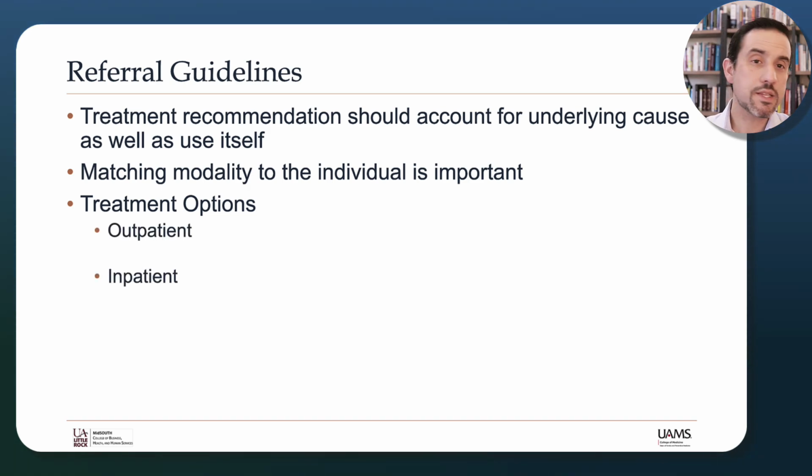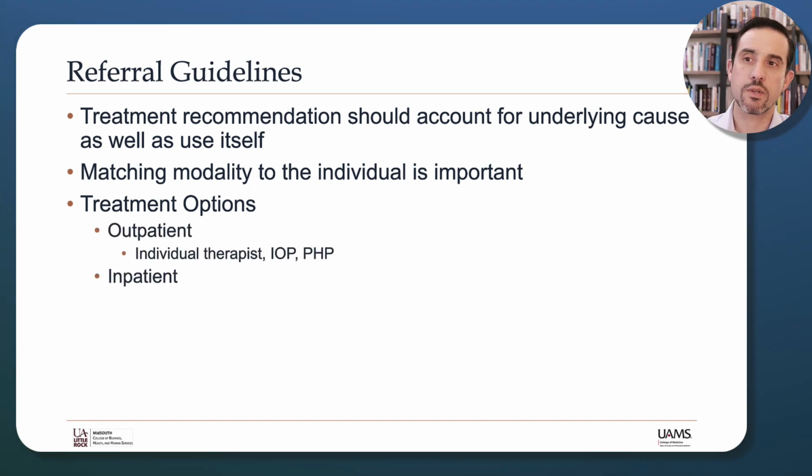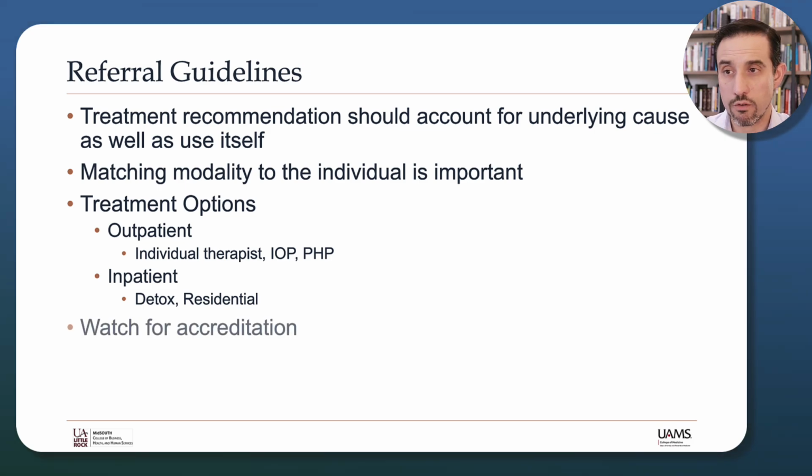So, just a very basic overview of treatment options here. There are outpatient options for care, like working with an individual therapist, an intensive outpatient program for 3 hours a day, or a partial hospitalization program, or PHP for short, for 6 hours a day. Inpatient options can include detox facilities to get someone off of opioids, if need be, as well as residential environments.